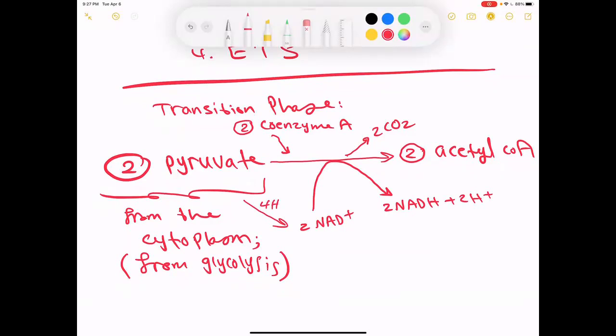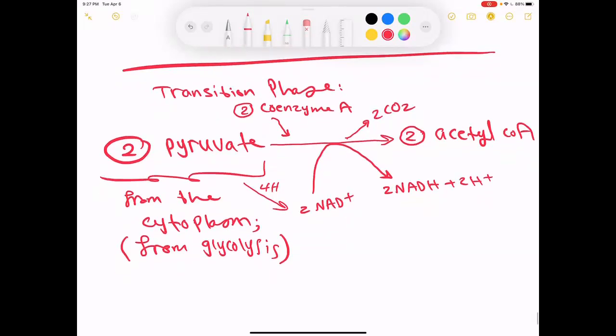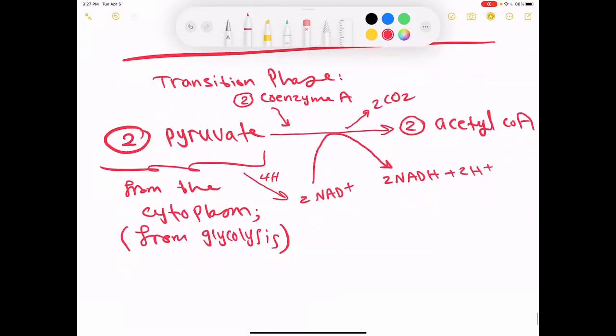This is a summary of the transition reaction. We need to spend some time breaking it down. When I looked at glycolysis, I said I have a net gain of 2 NADH. I have 2 more, so now I have 4 of them. And I also said these are checks to be cashed, so it is money.